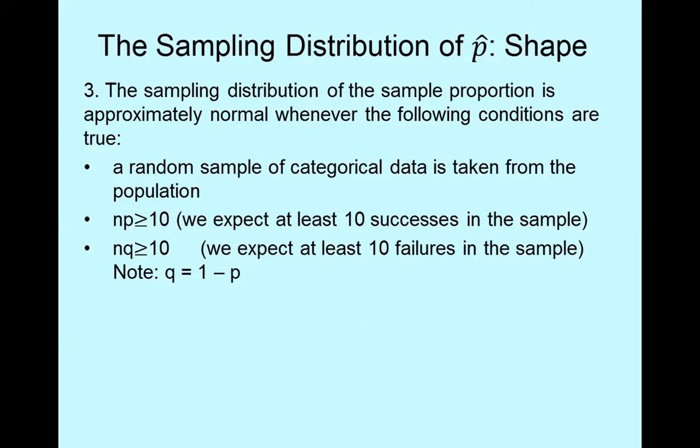We also expect at least 10 failures. So that would be n times q for short, or n times 1 minus p. And that just means we expect not getting a 1 in the die example: 120 times not the 1/6 for getting a 1, but the 5/6 for everything else, which would be 100 in that example. So we just expect n times p and n times q to be at least 10, and then we're going to assume the sampling distribution is well approximated by a normal curve.